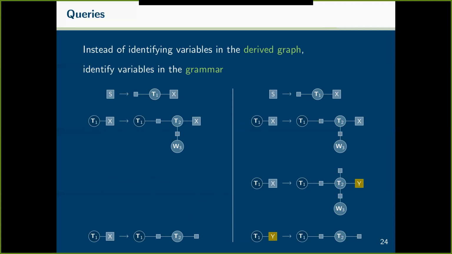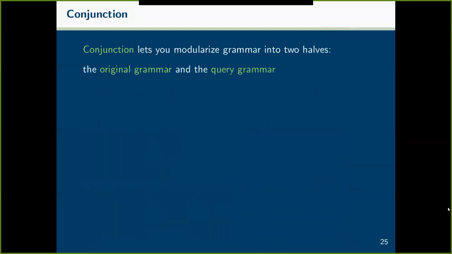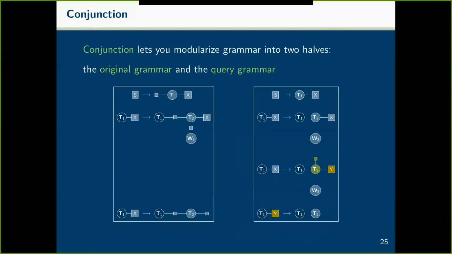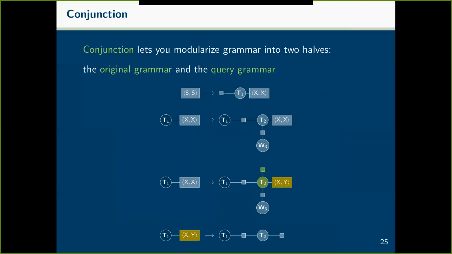So it is kind of a pain to rewrite your grammar every single time you want to do a query. And so we developed something called conjunction, which you can read more about in the paper, that lets you modularize your grammar into two halves, an original grammar and a query grammar. So this is what this might look like. And then you conjoin them using conjunction, and it automatically combines them into a single graph. You can read the details about this in the paper, but the important thing is that in order to query it, you specify a new grammar that constrains the things you want to constrain.